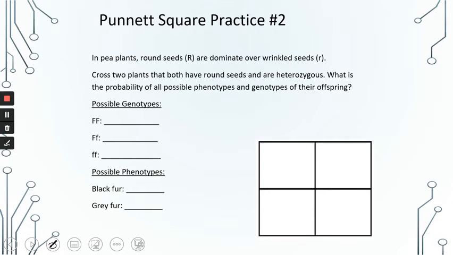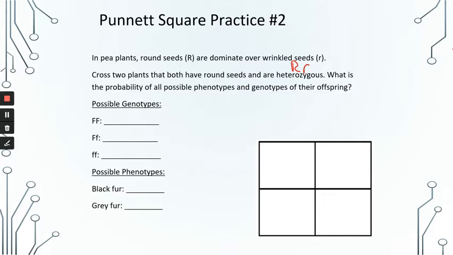Across two plants that both have round seeds and are heterozygous. What is the probability of all possible phenotypes and genotypes of their offspring? So we are crossing two plants that are heterozygous. Remember, heterozygous means that they're different. So we will have one capital and one lowercase allele.